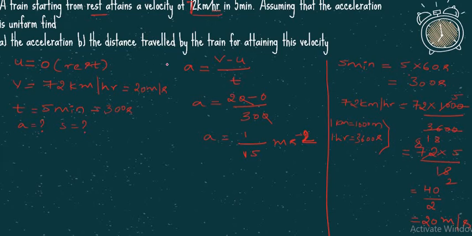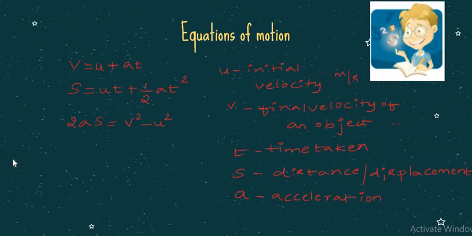And what do I need to find? I found a. Now I need to find s. If you see the equations of motion, this is the third equation of motion, right? In the third equation of motion, I will mark this equation. Why? Because here you know the velocity terms, the initial and final velocity, and even the acceleration. So what is the unknown term here?